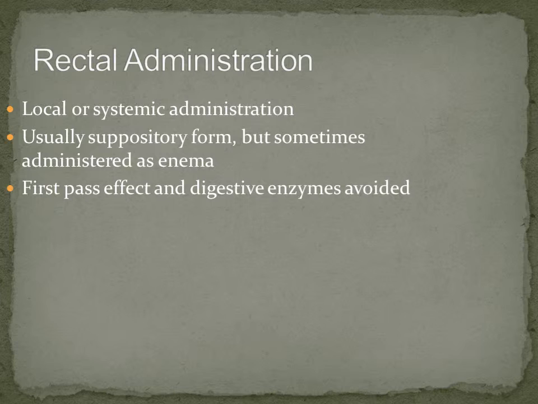Again, it doesn't have to go through that first pass effect, and they don't have the digestive enzymes to deal with as far as those drugs. That area, both the vaginal delivery and rectal, is extremely vascular, so it does tend to work very well. Rectally, a lot of times medications are given that way if they're not able to take something in a PO fashion. For example, if they have really severe nausea and vomiting, you're going to see that they're going to get a rectal suppository in, say, a Phenergan or Compazine to relieve that nausea, because they're not going to keep anything else down.